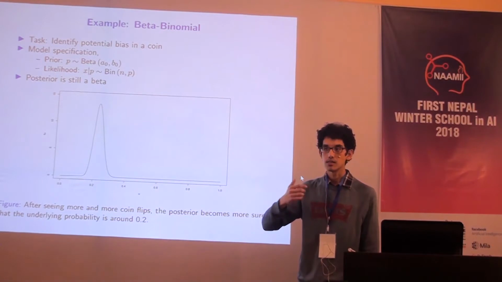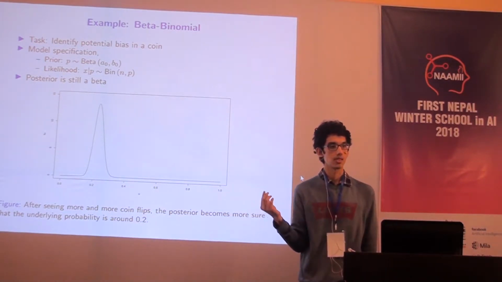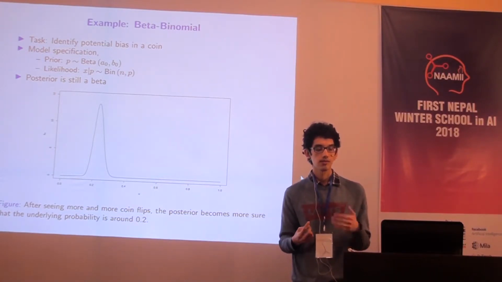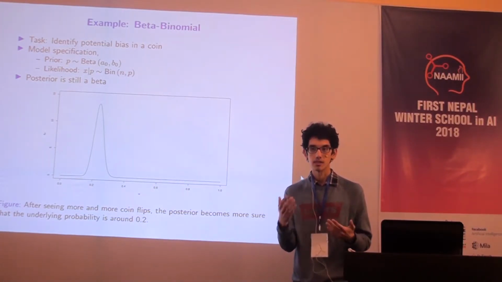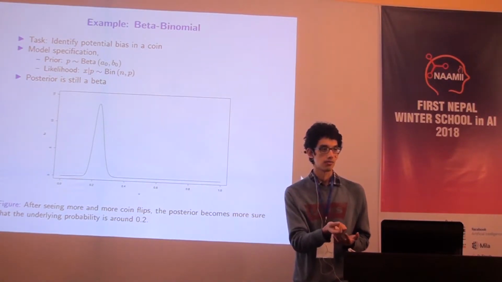And actually, if I had simulated more and more coin flips, it would get narrower and narrower because it gets more and more sure that it's at 0.2. Right? So you have a formal way of saying, I'm accumulating evidence, and as I accumulate evidence, I get more and more sure of my estimate.